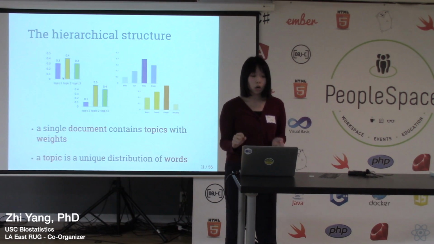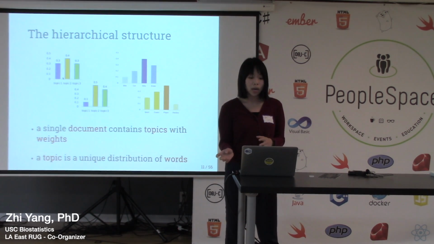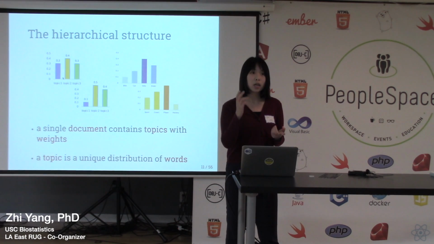So now you know what is in the document and the topics. Here you have a really nice hierarchical structure. A single document contains topics with different weights, the fractions between 0 and 1. And a topic is a unique distribution across different words. So this is a really simple example of what topic modeling is. And of course, the topics are all unknown. We have to come up with them, and the fractions also have to be estimated from the models as well.